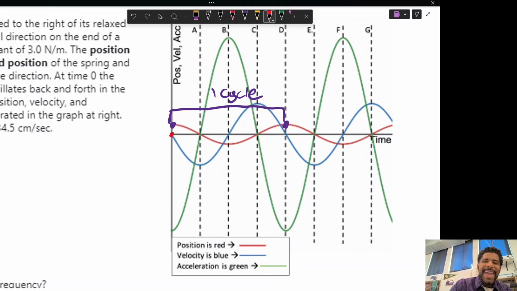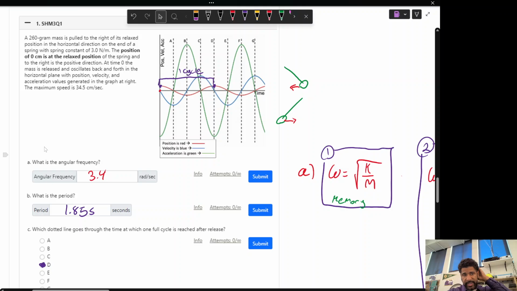In this problem, they're asking for the angular frequency. Now, angular frequency, synonyms for angular velocity.